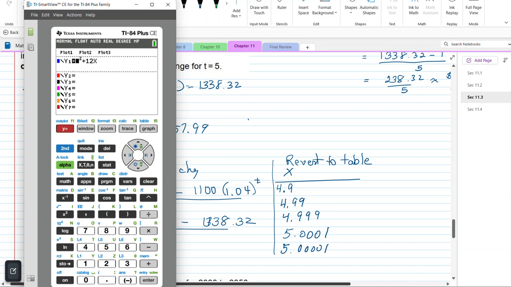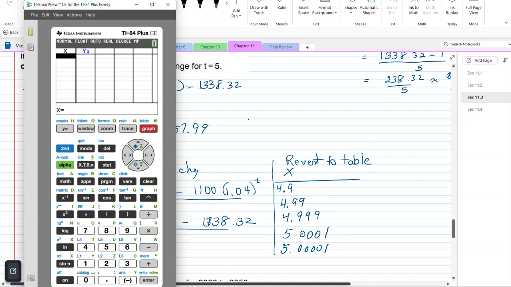So I'm going to go into my y equals, I'm going to clear it, and I'm going to enter my formula, 1100 parenthesis 1.04 close parenthesis, caret x. All right. And I'm going to go to the table. So I'm going to go second window, and I'm going to ask for the independent variable. Now I can do second graph and put in the values of what I want.